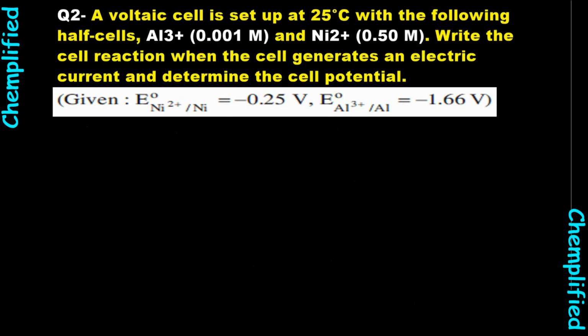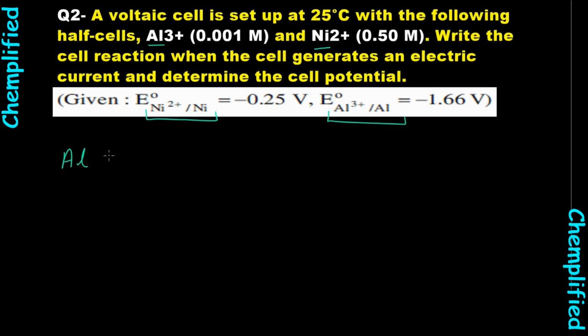In this particular question, what they have given is the concentration of the ions. They have not given the cell reaction, so you have to write the cell reaction on your own. Apart from that, they have provided you with the standard reduction potential of nickel and aluminum. So you have to decide which one will undergo oxidation, which one will undergo reduction. We know that the one with lower value will undergo oxidation. So we can say that aluminum is undergoing oxidation in the cell reaction.